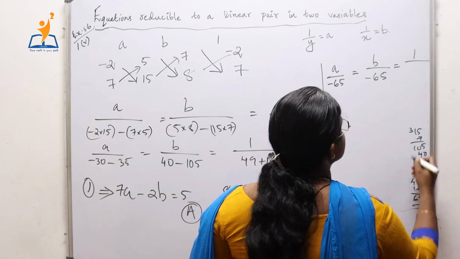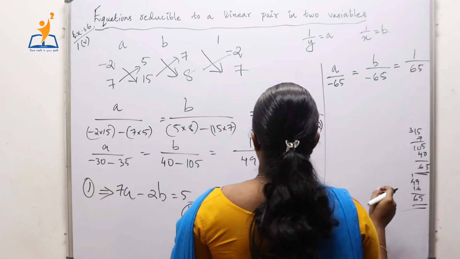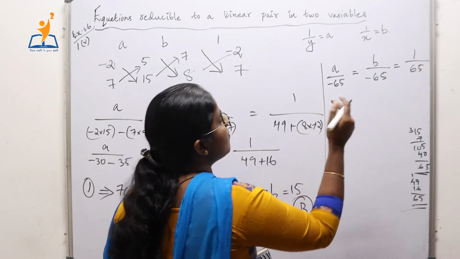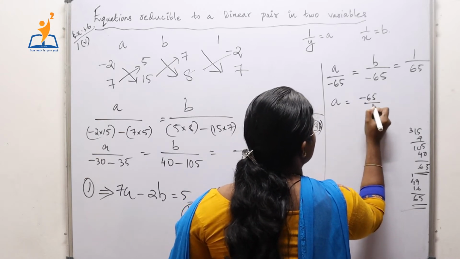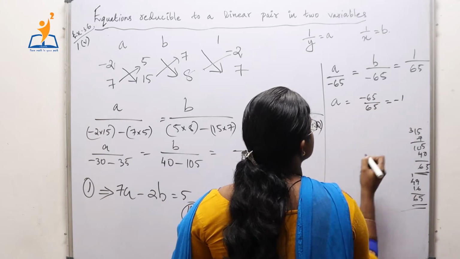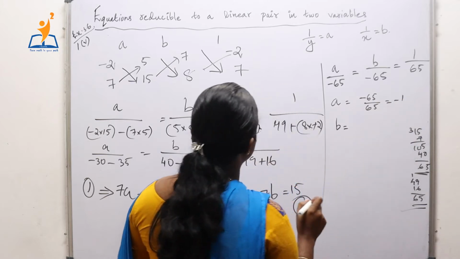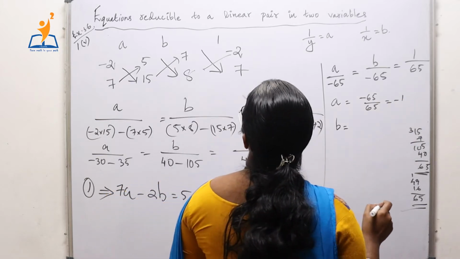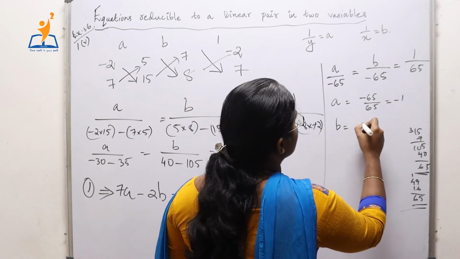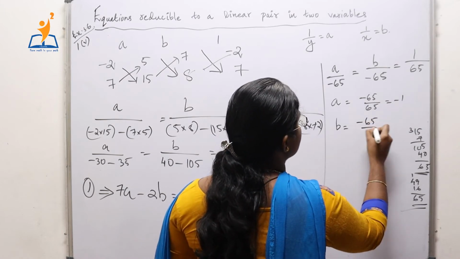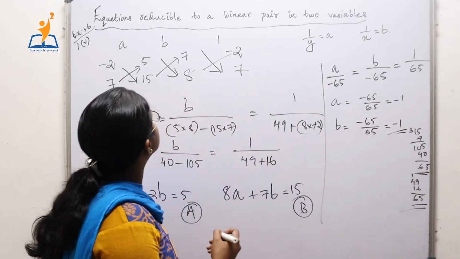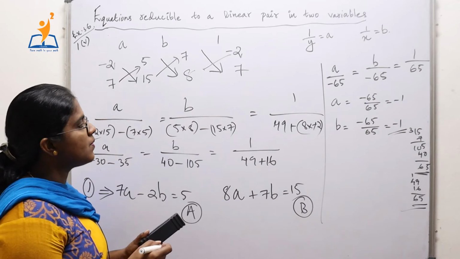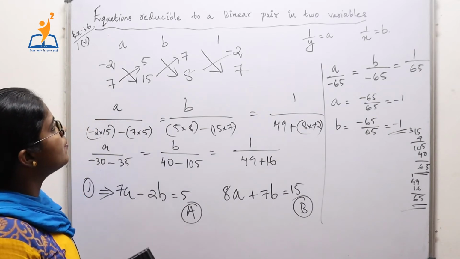It is again 65. So now we have a is equal to minus 65 by 65, that is minus 1, and b is equal to minus 65 by 65, that is again minus 1. So we got a is equal to minus 1 and b is equal to minus 1.